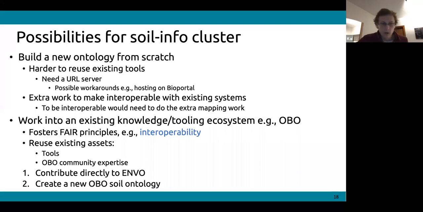Another option would be to create a new OBO soil ontology. We'd have to discuss this with people within the OBO and ENVO community, but I think there would be acceptance of that. I think that's totally reasonable, in my humble opinion. So that could be another avenue.